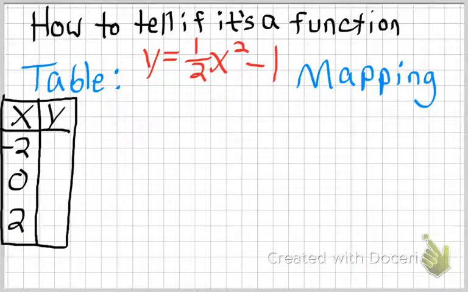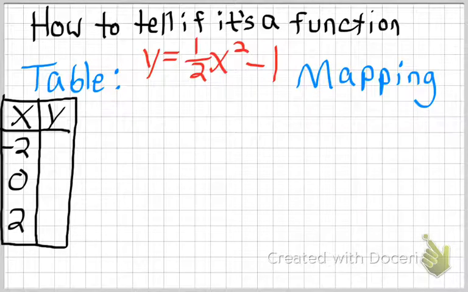So how to tell if it's a function using other methods, such as a table or a mapping. And if you don't remember what a mapping is, feel free to take a look at our last video when we talked about relations, how we can describe them using things called mappings. Alright, so let's look at the table method first. This is an input-output table.